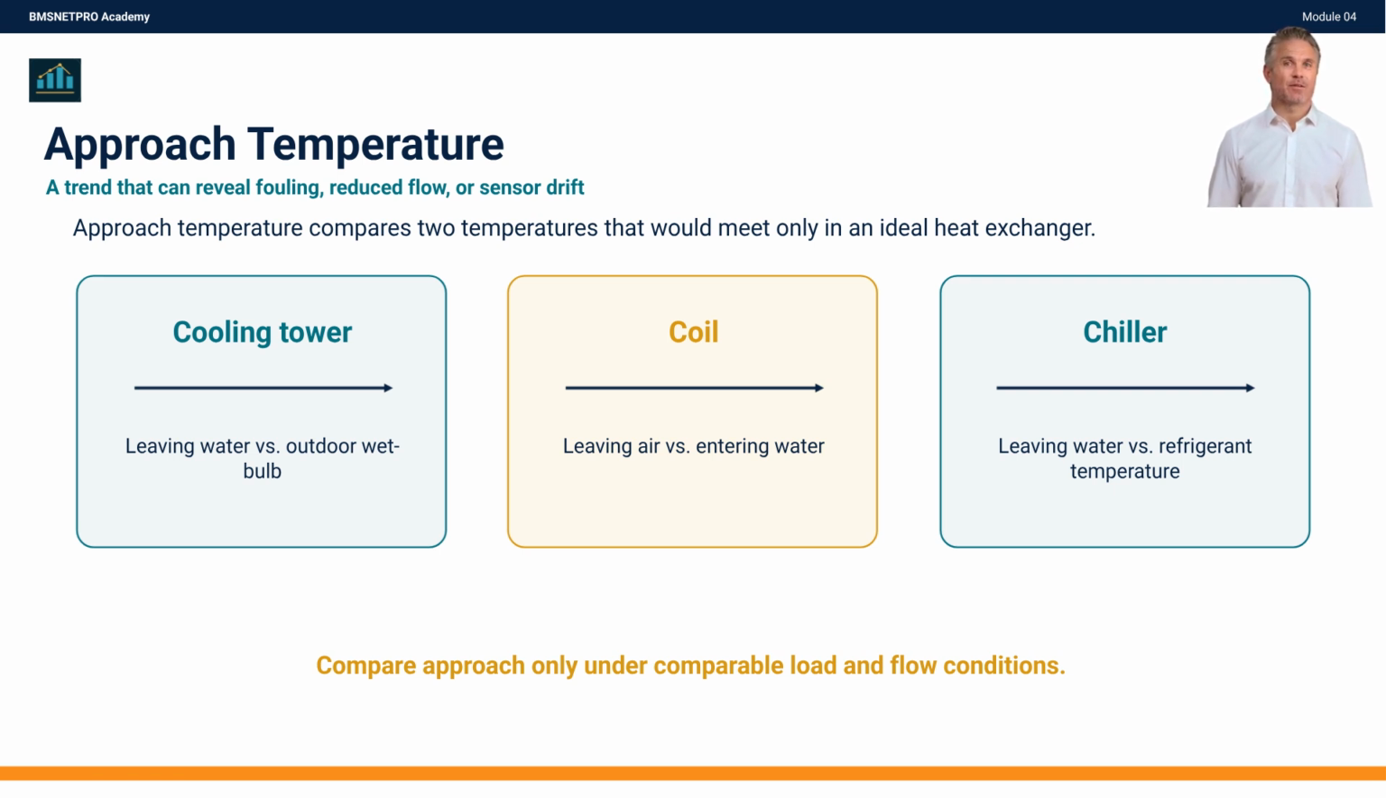The phrase under similar conditions is critical. Approach temperature should not be compared blindly across different loads, flows, weather, or equipment states. A trend is only meaningful when the operating context is comparable. In BAS work, approach temperature can be a strong diagnostic trend. But like any trend, it must be interpreted with the system condition and measurement confidence in mind.